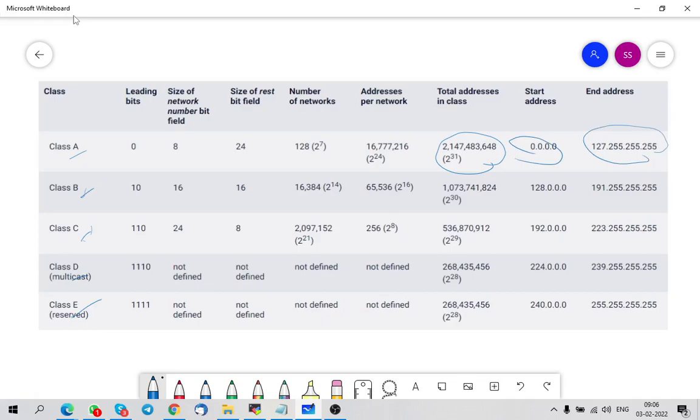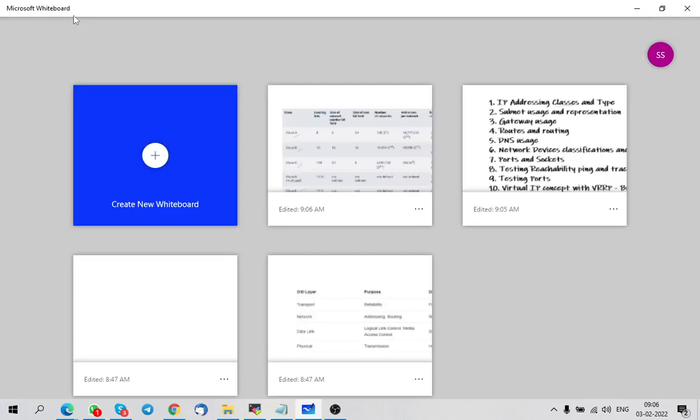Class B ends here, with 127 dot this, so class B will start from here and end here. Similarly class C, class D, and class E. I think we already learned this in our academics, so it is not very important with respect to our environment. Now we will move to the next topic.